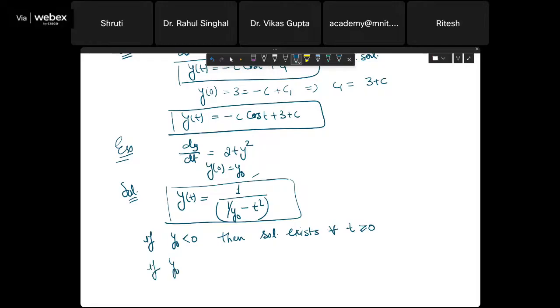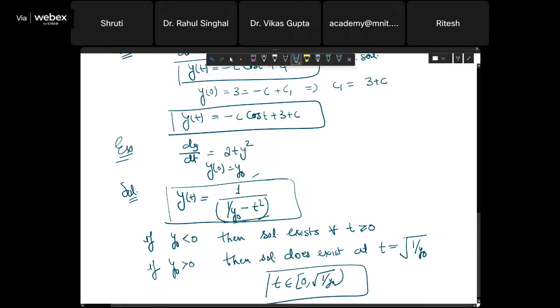But what happens if y naught is positive? Look at the denominator. If y naught is positive, then the solution will not exist at some point. What is that point? This is t equal to square root of 1 by y naught. Because at this point the solution will blow up. So here the solution will not exist, and we can easily say that the solution will exist only for t belonging to the interval 0 to the open endpoint square root of 1 by y naught. So in this semi-open interval, the solution will exist.